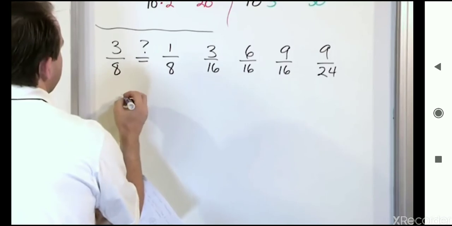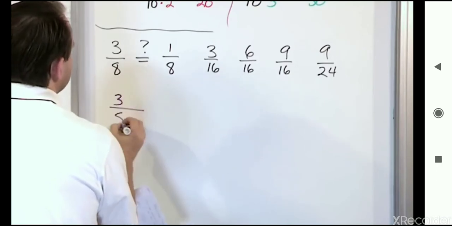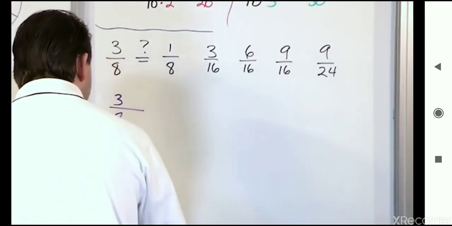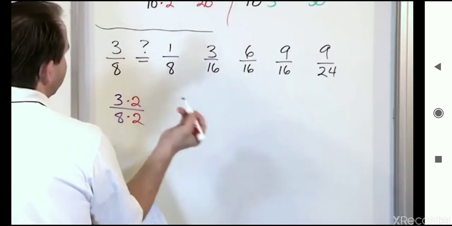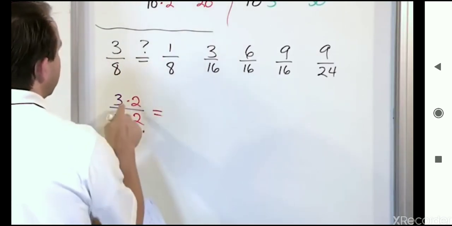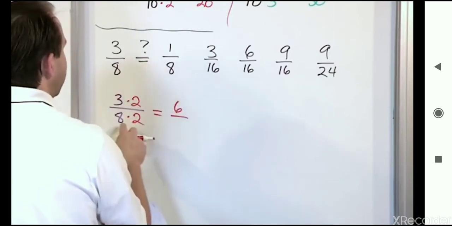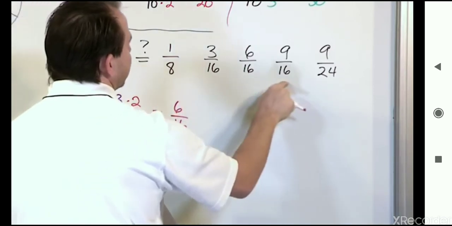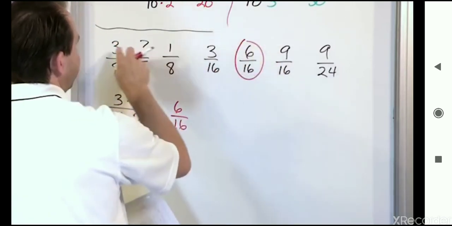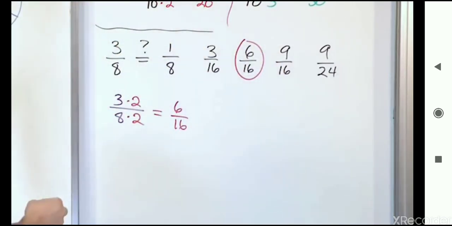Let's say we have 3/8. Let's just start by trying to multiply by 2 to see if we can change this fraction. So we multiply by 2 on the top, so then we have to also do it on the bottom. That's the rule. 3 times 2 is 6. 8 times 2 is 16. So I look and see, do I have a 6/16? I have it right there. So these 2 fractions are the same, even though they look different.